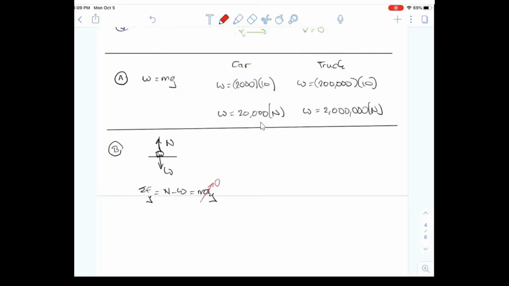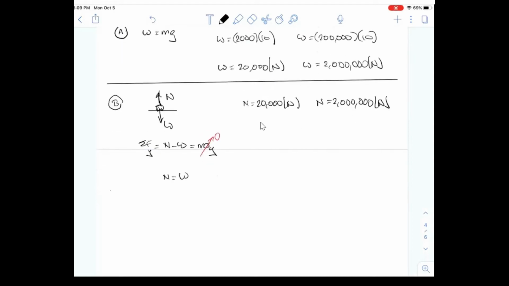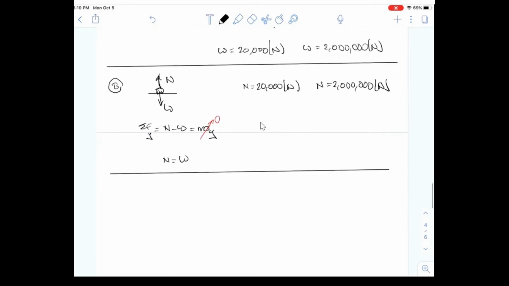So what that means is the normal force is going to be the same as the weight. Which means that the normal force of the car is going to be 20,000, and the truck is going to be 2 million. All right, so the next question is, what is the frictional force? This thing is moving horizontally while experiencing friction in the backward direction.